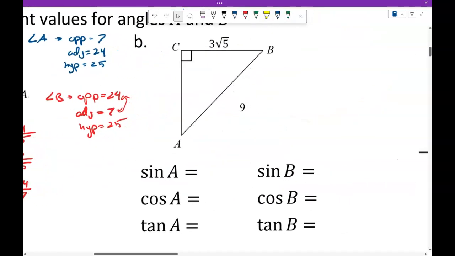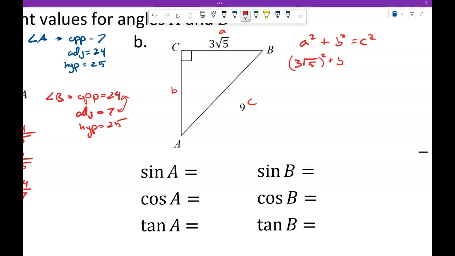If we don't know our side lengths, we can use Pythagorean theorem. We have side A, we have side B, and we have side C. Opposite angle A was side A, opposite angle B is side B, and C is C. So with our theorem, we have side A, we can square it. We're solving for side B, and we have side C that we can square. 3 root 5 squared is 9 times 5, 45, plus B squared equals 81. B squared is 36. That means side B is 6.